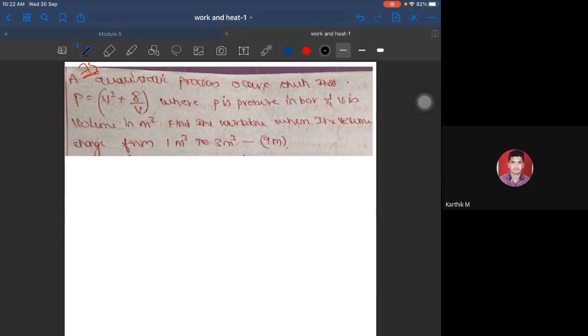Just go with the basics of the work done, displacement work. What does it say? Work done from 1 to 2 is equal to integration from 1 to 2 P dV, correct? So here he has given the value of P, that is V square plus 8 by V. Just substitute, integration from 1 to 2, the value of P being V square plus 8 by V dV. Now integrate this and give me the final expression. Let me see how many of you could integrate this particular expression with respect to V.